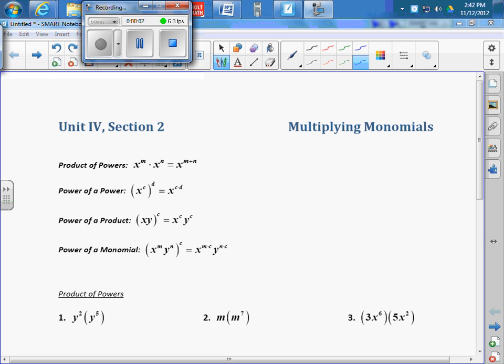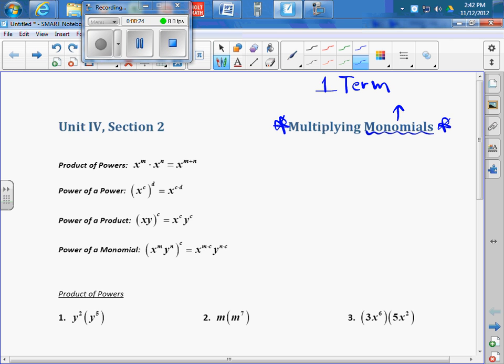Okay, everyone, here we go with Unit 4, Section 2. What we're going to be working on today is multiplying monomials. Well, what do we mean by that? A monomial, if you refer to our last section of notes, is just one term. Mono being one. So we're taking one term times another term.